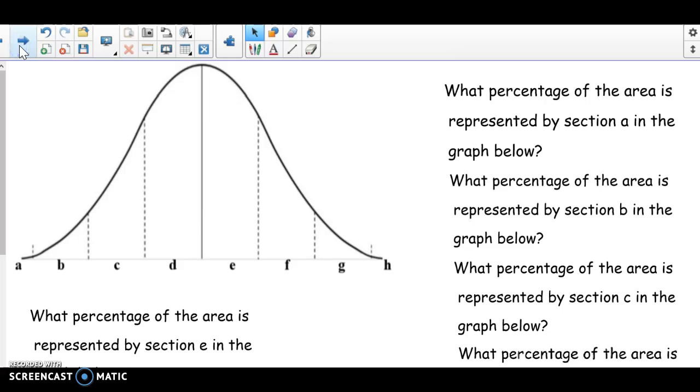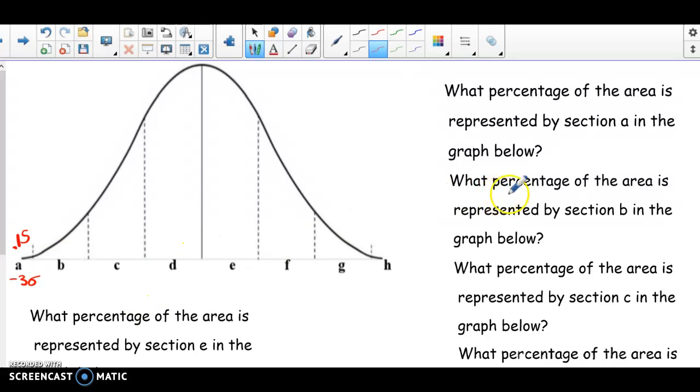When you're looking at this particular representation of your standard deviation graph, we're going to look at the percentages. For this one, what percent of the area is represented by the section A? Okay, this is 1 standard to 3. So A is below the 3 standard deviations. That's minus 3 standard deviations. So that's going to be 0.15%.